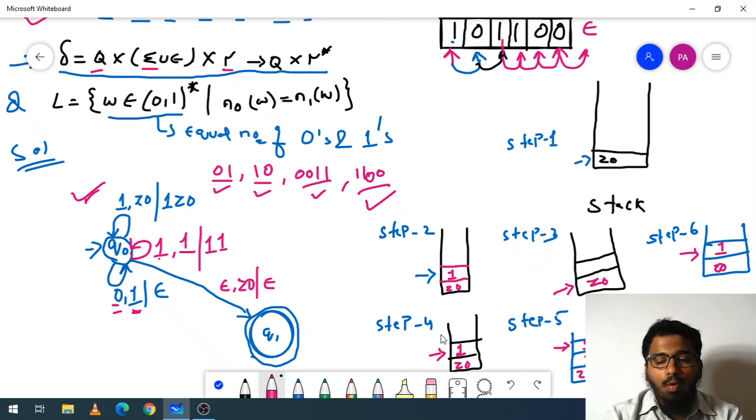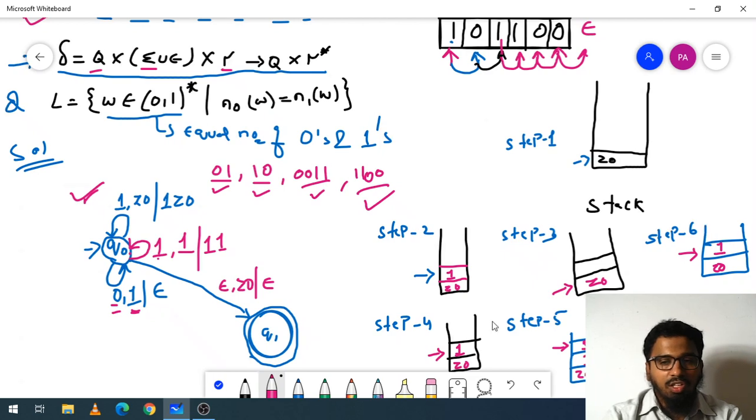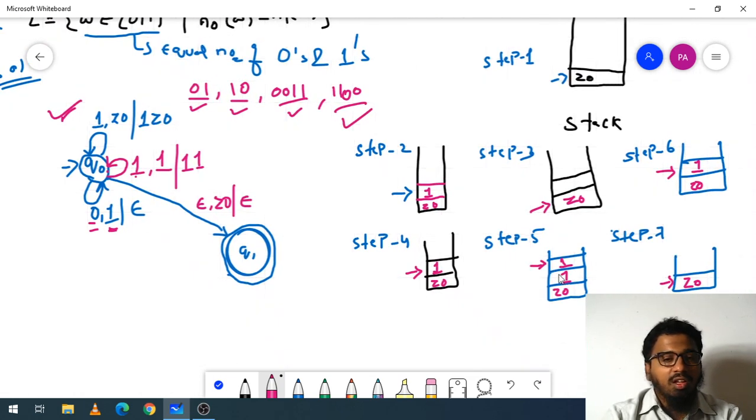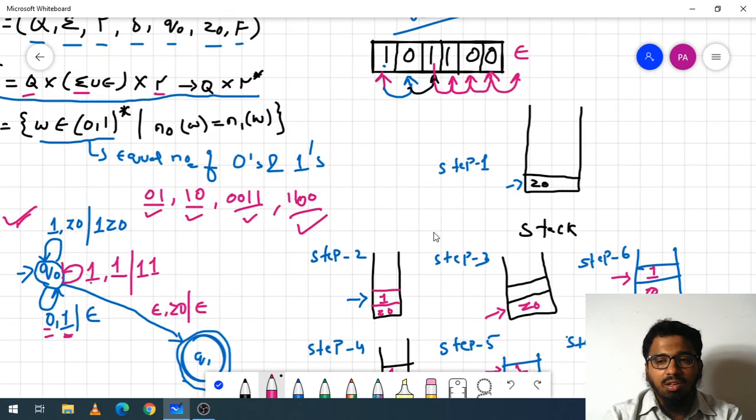Then we are popping 1. What is the header in the stack? We are taking it out, and again we are adding 1 1. We are adding this 1 and again this 1. Okay, so this is about step 5. And what is step 6?